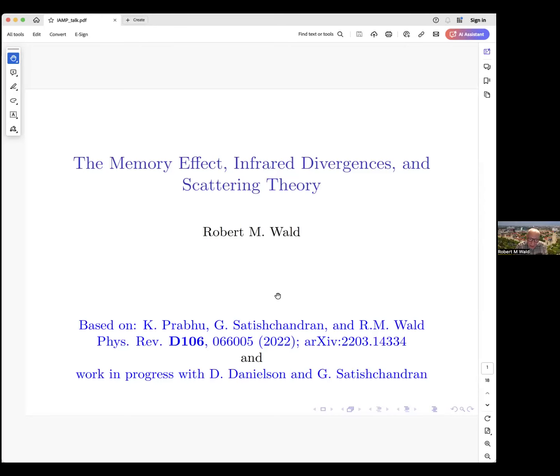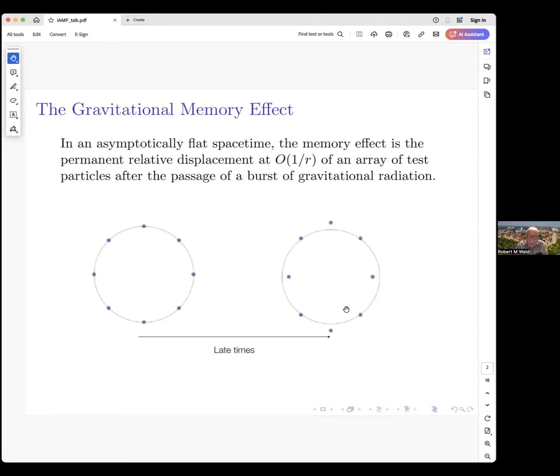So what I'm going to tell you in this talk is mainly based on this paper that Kartik Prabhu and Gautam Satishchandran and I put out 2 years ago, on arXiv and published in PhysRevD, but there'll be small parts of this, particularly remarks toward the end, that is work that is still in progress with Dane Danielson and Gautam Satishchandran. So let me begin by telling you what the gravitational memory effect is.